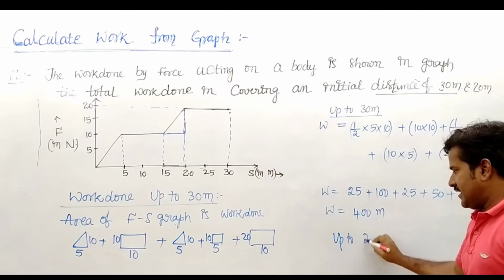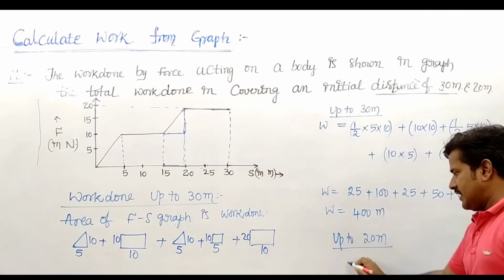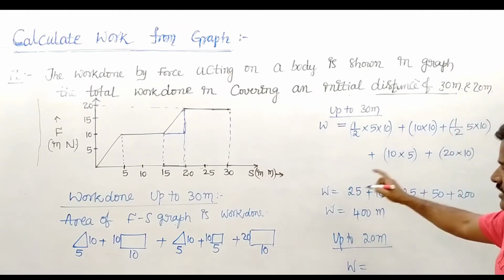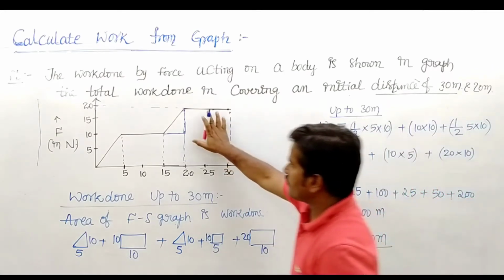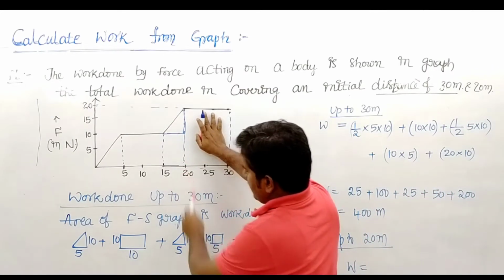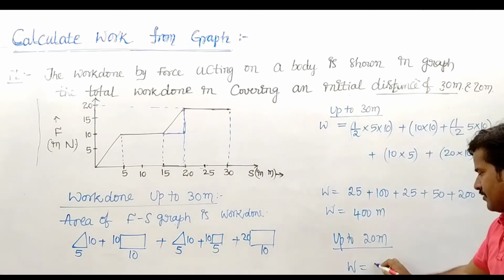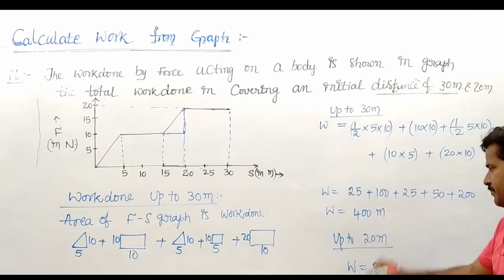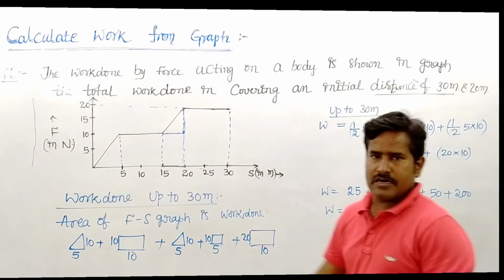Up to 20 meters distance, the work done is, this last part is not present up to 20 meters. Up to this we consider only 200. The last part is not considered, so 200.